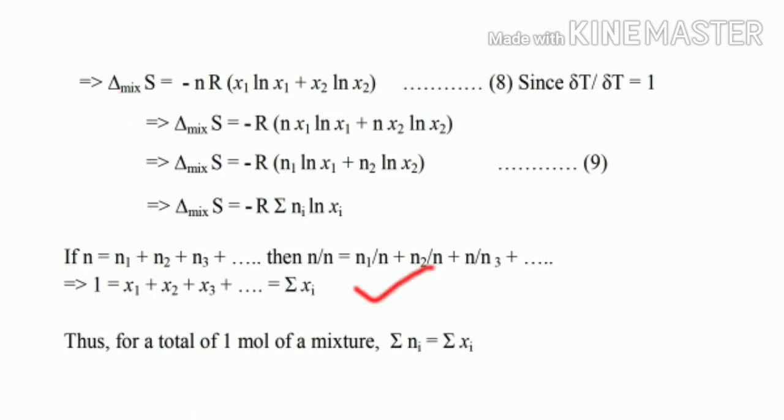Now consider if the number of moles n equal to n1 plus n2 plus n3 and so on, then n by n equal to n1 by n plus n2 by n plus n3 by n and so on. So from this we get 1 equal to x1 plus x2 plus x3 and so on, which is equal to summation of xi. Thus for a total of 1 mole of a mixture, we can write that summation of ni equal to summation of xi.